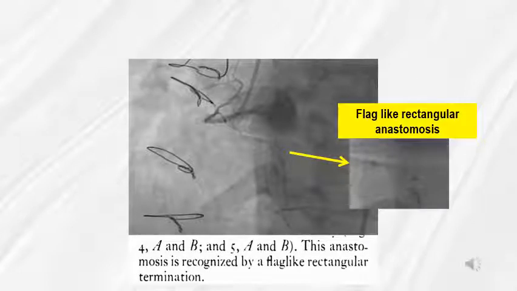In both RAO and LAO views are important to differentiate this course and anastomosis with AV nodal artery to differentiate it from other atrial anastomosis.